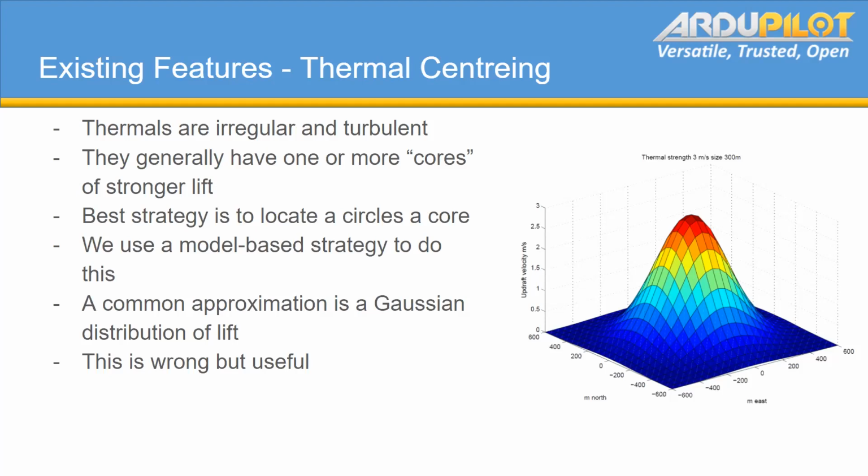And we use a fairly common approximation, which is the Gaussian distribution of lift, which you can see here on the right, which has some of the right features. It has an area of stronger lift in the middle, which then has a smooth taper off towards the sides. Now, this is obviously not a physically accurate approximation of what a real thermal is doing, because it doesn't represent any of the turbulence or the non-regularity of real thermals. However, it is close enough to be useful, even though it's definitely not a fully correct model.